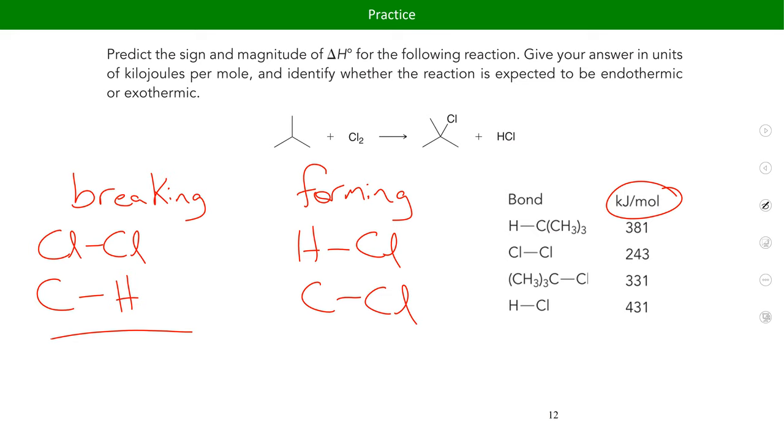So we're going to get 381 and 243, for maybe six twenty-four, that are being broken. Then on this side, 331 and 431, so 762.